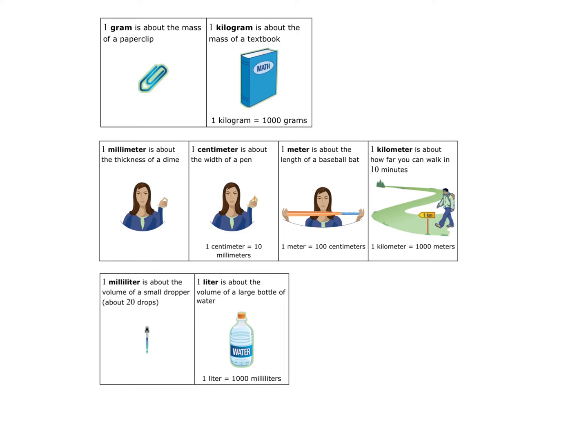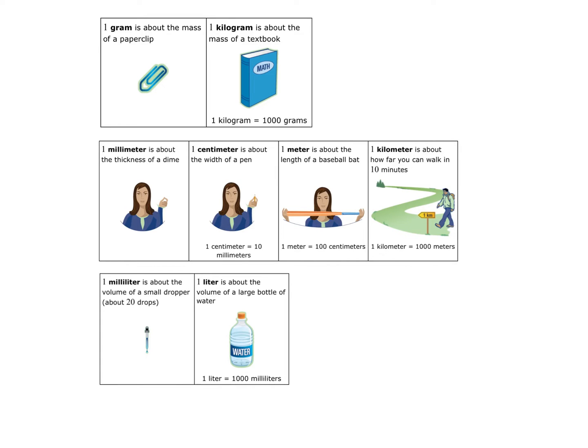In the middle row, we have metric length. We have a millimeter, which is about the thickness of a dime. You could also think of it as the thickness of the tip of your pencil if you have a freshly sharpened pencil. A centimeter is about the width of a pen or the width of your pinky. A centimeter is 10 millimeters. 1 meter is about the length of a baseball bat. It's fairly close to the length of a yard. And 1 meter is 100 centimeters. Centi means 1/100th. And a kilometer is how far you can walk in about 10 minutes. A kilometer is approximately half of a mile, and a kilometer is exactly 1,000 meters.